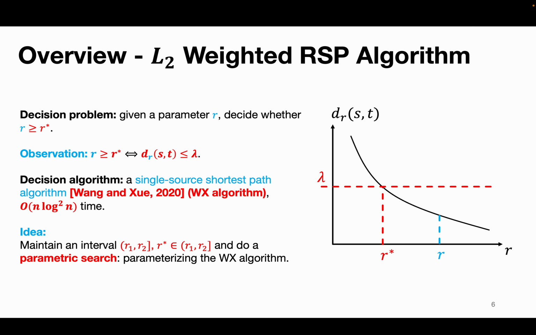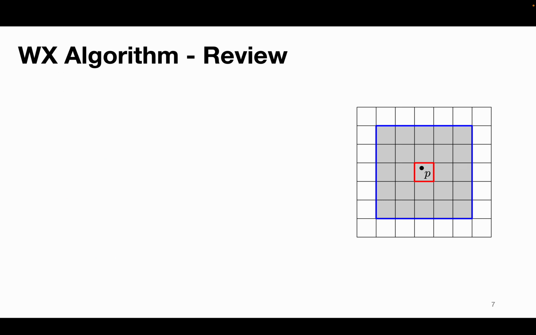The basic idea is to maintain an interval (R1, R2], where the left side is open and the right side is closed, and we ensure R star is in this interval. And we do a parametric search to shrink the interval. In this parametric search, we will parameterize the WX algorithm. So we first review the WX algorithm.